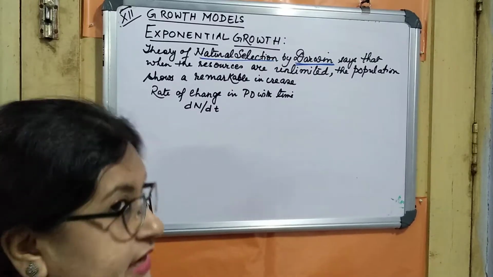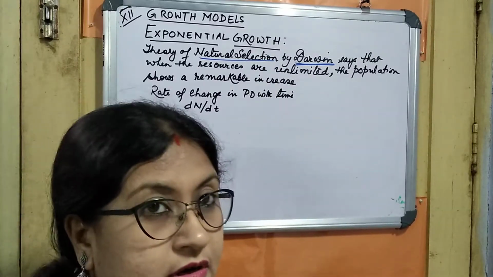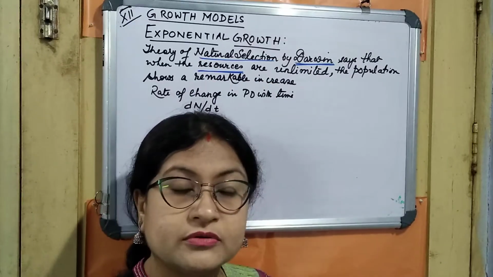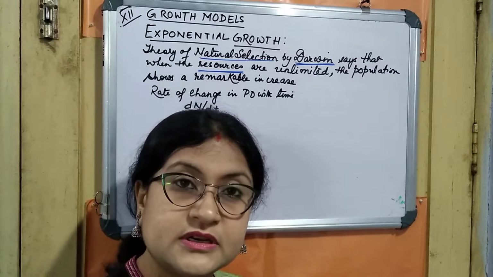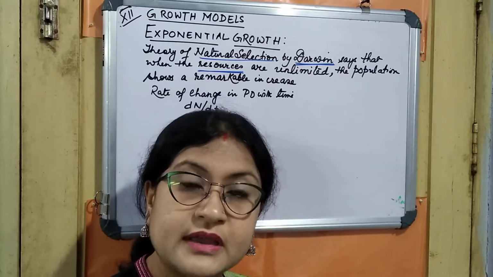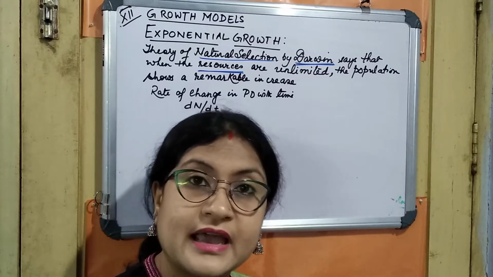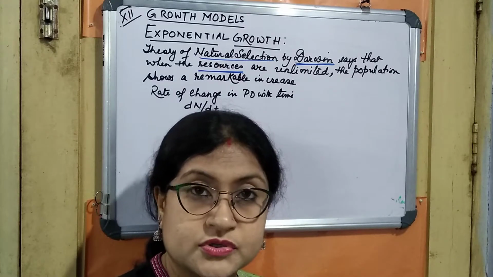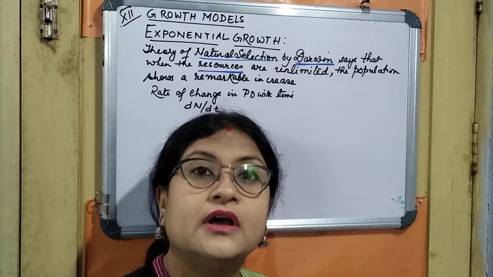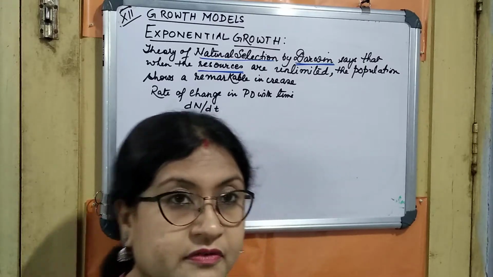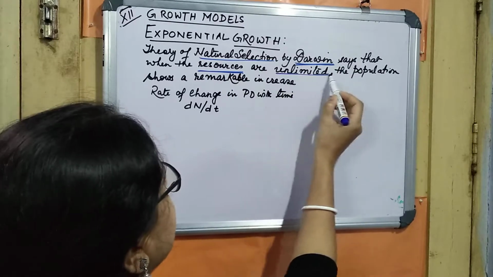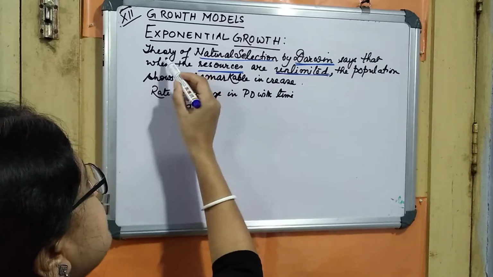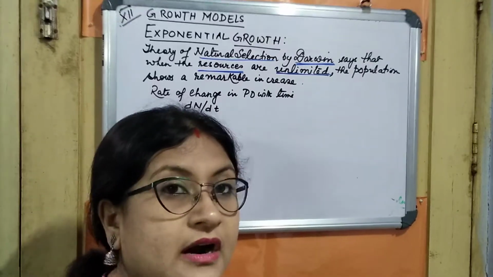Now it is very important to know that if the resources, and by resources we mean food availability, the environment, as well as the soil or land, the water, the temperature, these are the resources available to the biotic component, and if the resources are unlimited, then the population shows a remarkable increase. So this is the theory of natural selection given by Darwin.